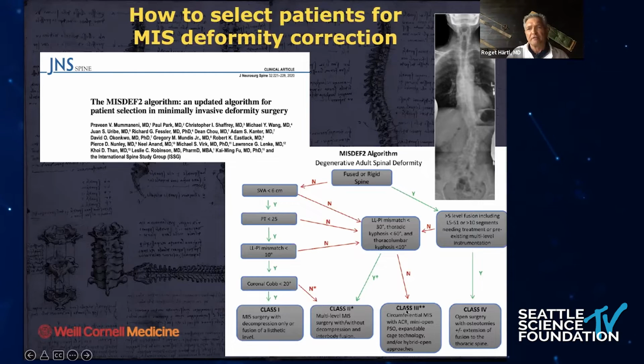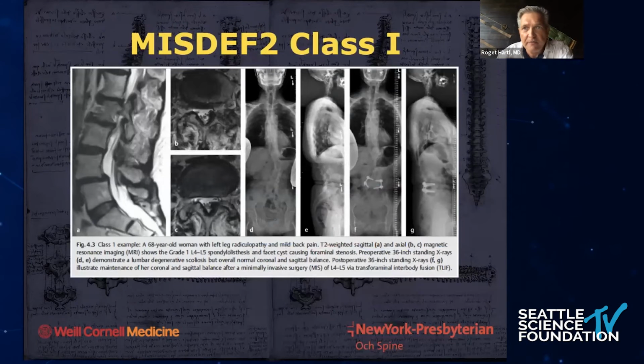And really what has changed over the last years, that really also changed this algorithm, is the introduction of ACR, so anterior column reduction with MIS technology, with lateral approaches primarily, expandable cage technology, navigation, robotic surgery. All these tools and techniques that are part of the MIS toolbox have allowed surgeons to really expand into the deformity world. And I think the majority of these cases now can be at least partially addressed with MIS. And these are some of the examples from this paper.